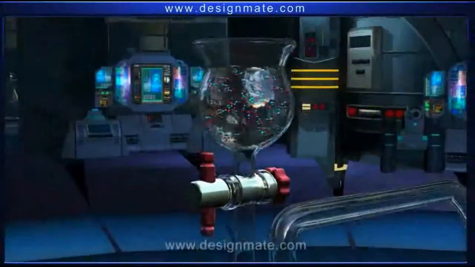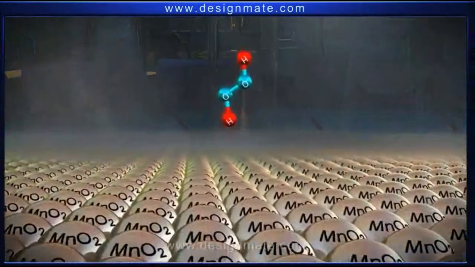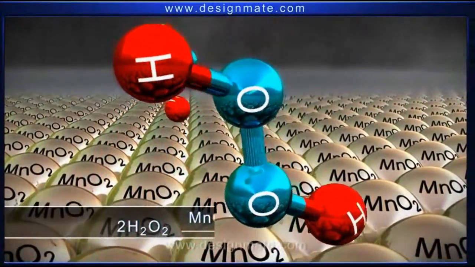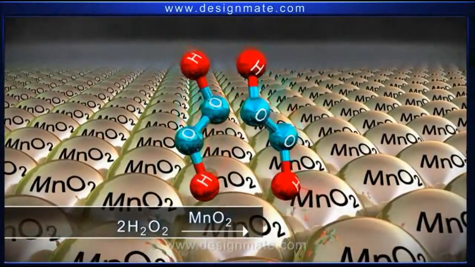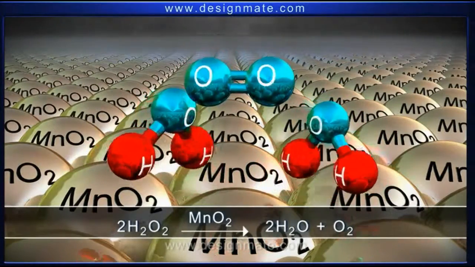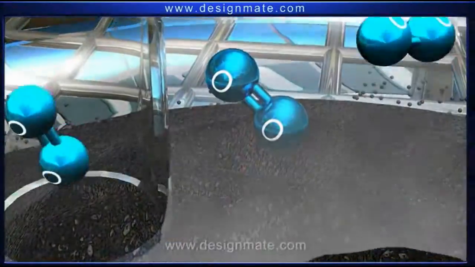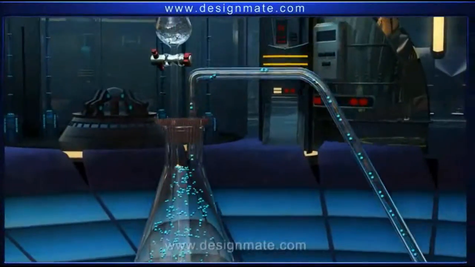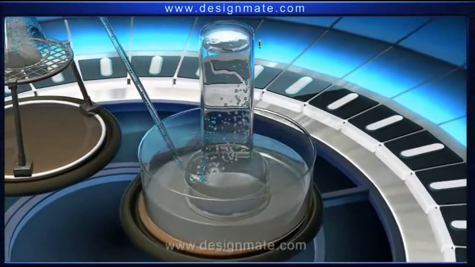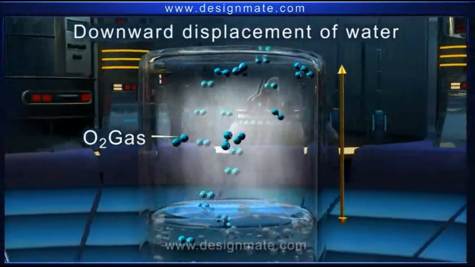Now, allow hydrogen peroxide to be added drop-wise into manganese dioxide. 2 molecules of hydrogen peroxide, in the presence of a catalyst, manganese dioxide, break up into 2 molecules of water and release a molecule of oxygen. The released oxygen gas passes through the delivery tube, then over water, and starts getting collected in the gas jar. This method of collection of gas is called the downward displacement of water.